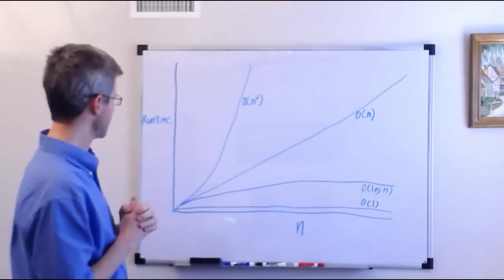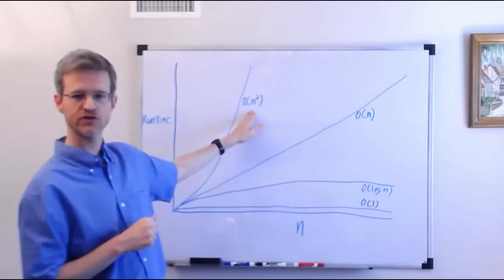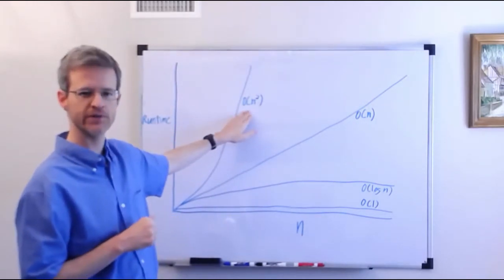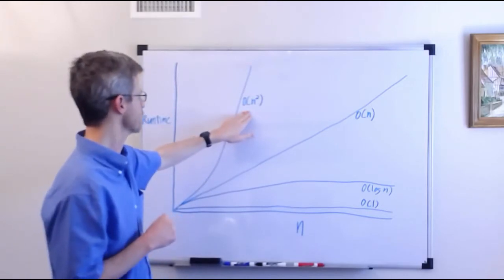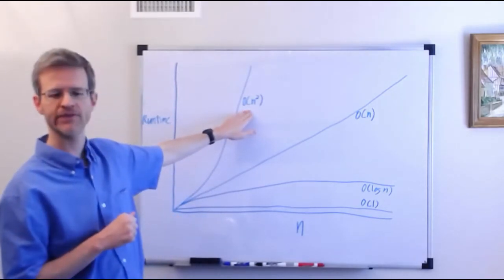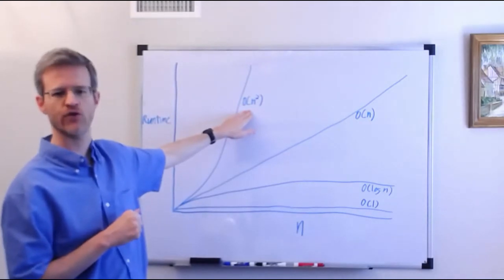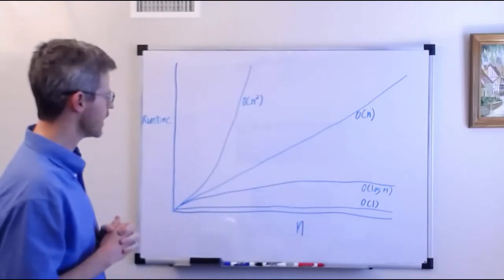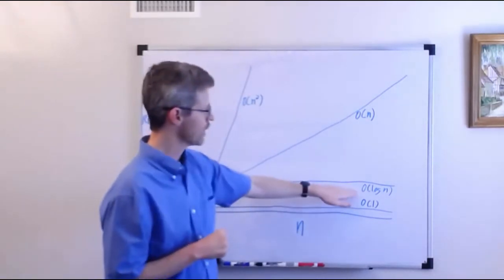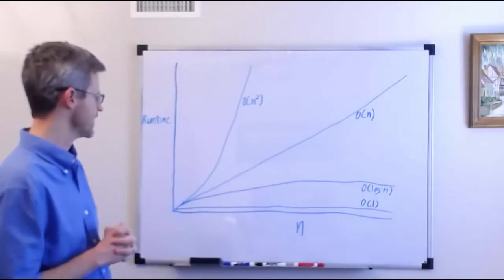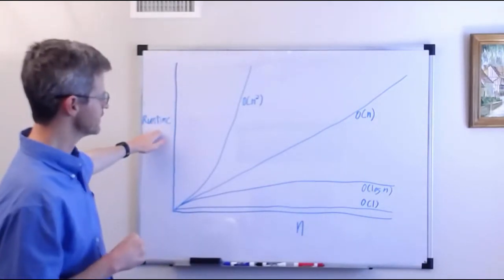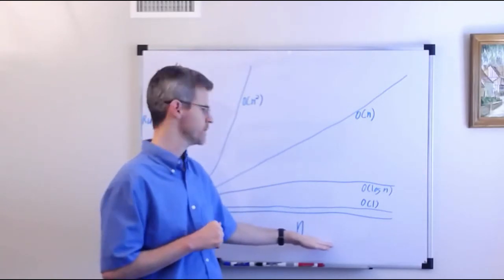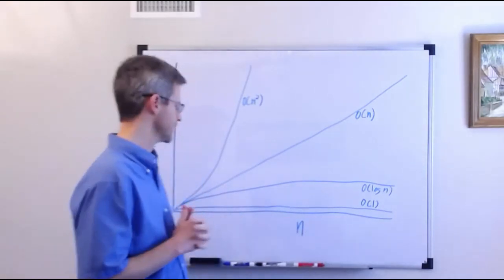Some other common runtimes are O of n squared, where the runtime is the square of the input size. Many common algorithms are this. For example, some of the common sort algorithms that you might have heard of, like bubble sort, require O of n squared. Another common runtime is O of log n. What that means is that the runtime is the logarithm of the input size. And this is true for binary search, and we'll talk more about that in a moment.